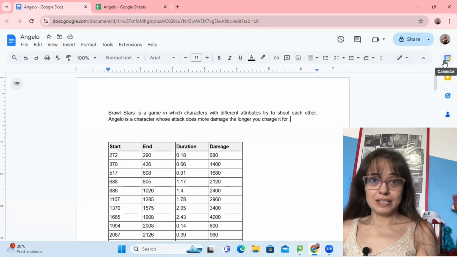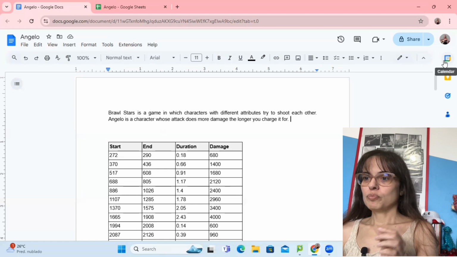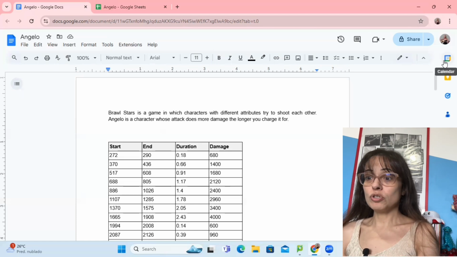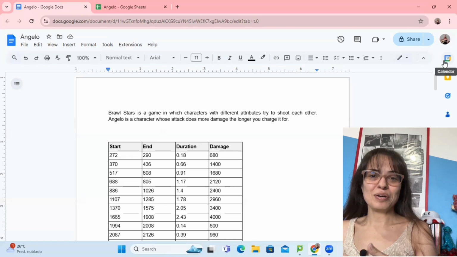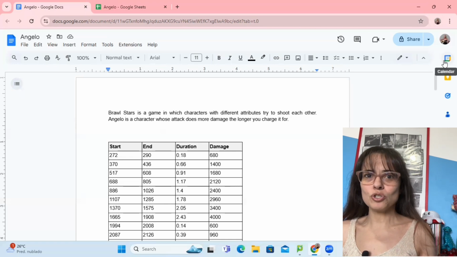So this is it. This is my introduction. Brawl Stars is a game in which characters with different attributes try to shoot each other. Angelo is a character whose attack does more damage the longer you charge it for. And now if you play Brawl Stars, you're thinking a bunch of other things, like what about his super? He has that circle of poison. I'm not going to use that in my IA, so I'm not even going to mention that it exists.